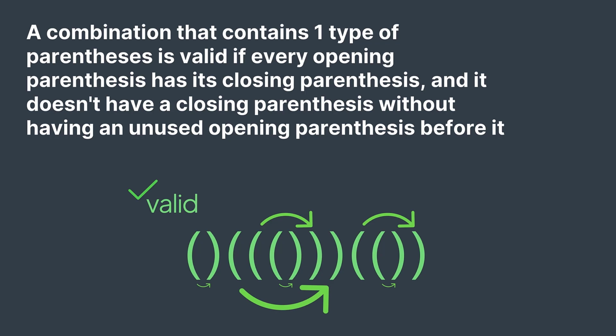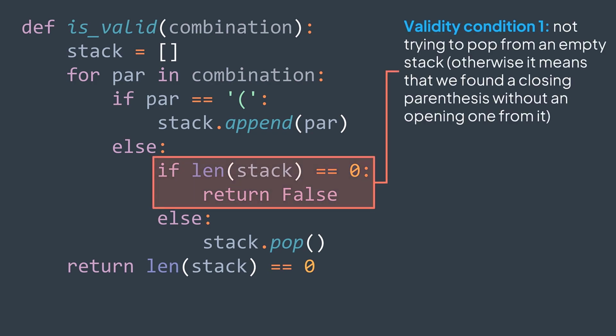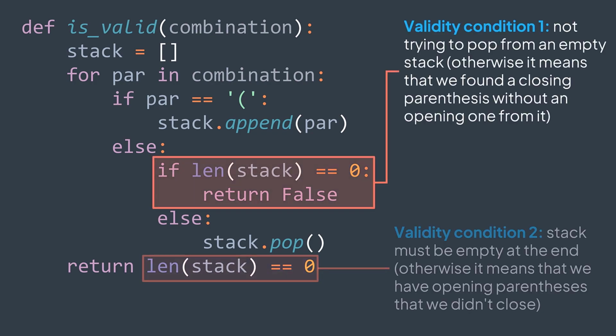Now, how to check if a combination is valid? To do so, we can maintain a stack where we push when we find an opening parenthesis and we pop when we find a closing one. The condition is that we don't try to pop from the stack when it's empty, and the stack has to be empty after we finish traversing the combination.